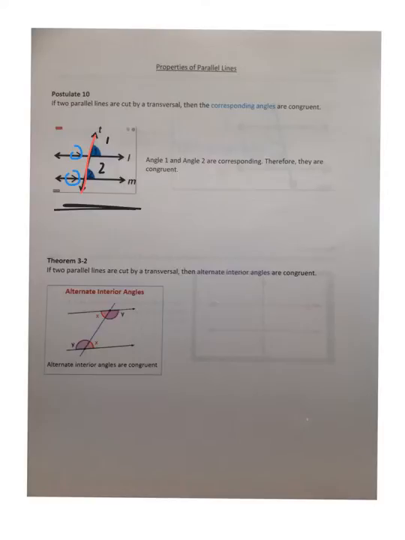Theorem 3.2 states that if 2 parallel lines are cut by a transversal, then alternate interior angles are congruent, which means you can see X here and this X. They are alternate because they are on the opposite side of the transversal, and they are interior because they are on the inside of those 2 parallel lines. And you'll also notice that angle Y is an alternate interior to this angle right there. They are congruent.